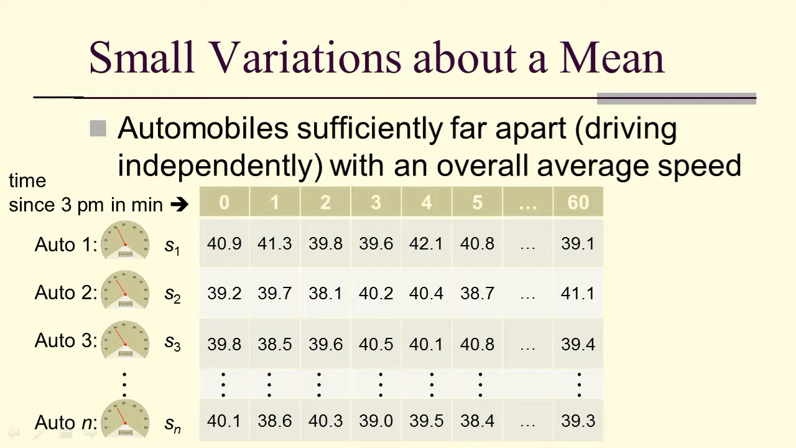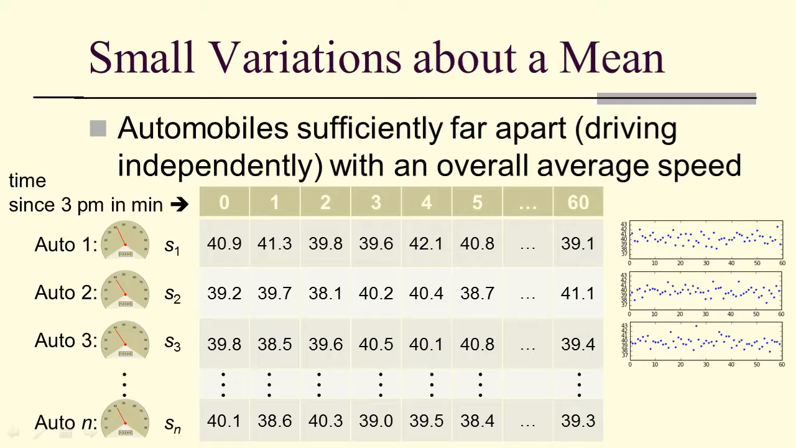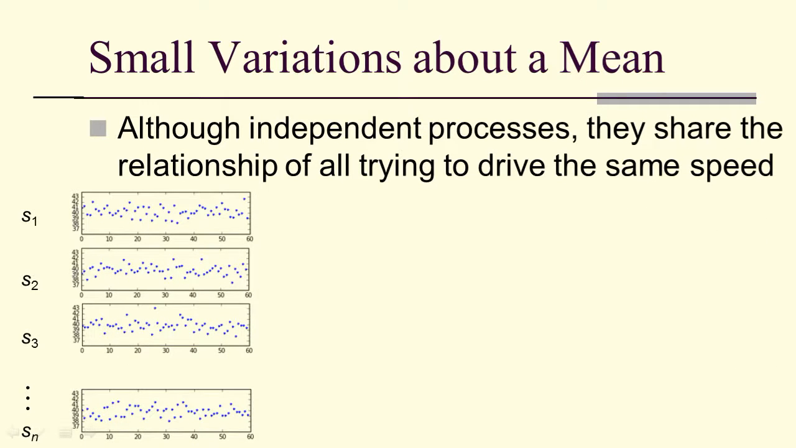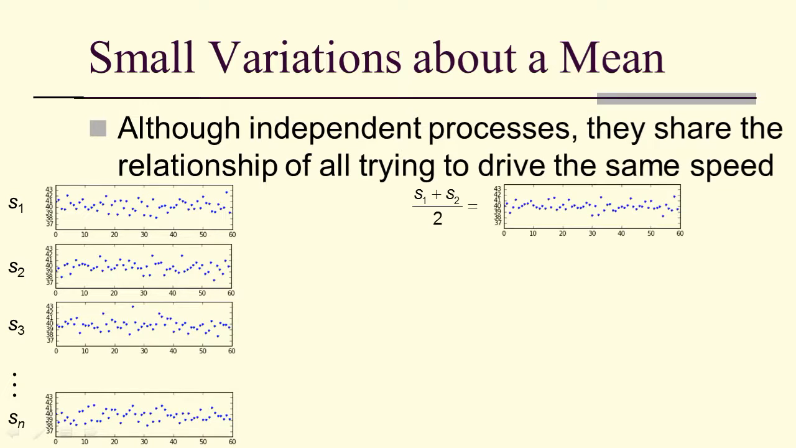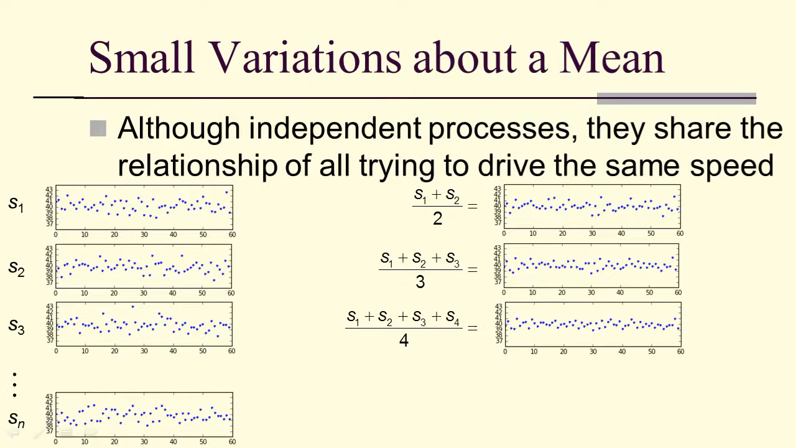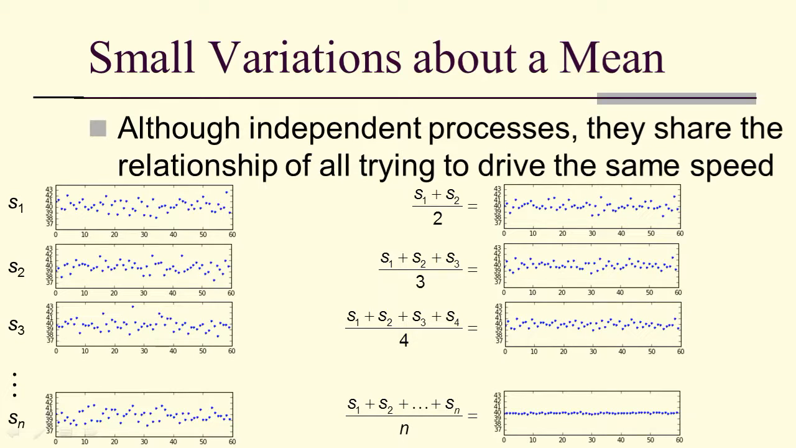So what we have is a set of data. This is actually simulated data. And you can see what happens for automobile 1, S1, a lot of little variations around 40 miles per hour. Same thing with 2 and all the way down through the nth automobile. Even though these are independent processes, they're all trying to drive the same speed, so they average to that common speed. As a matter of fact, if you start looking at averages, the law of large numbers says the averages should approach that mean. And sure enough, the average of all of them divided by the number of automobiles is 40 miles per hour.